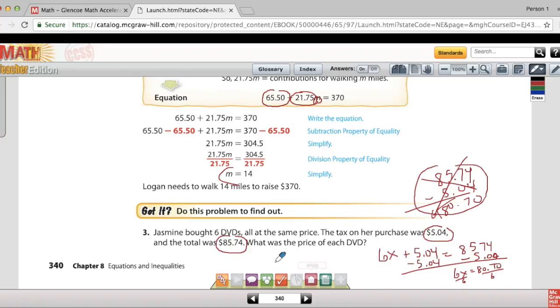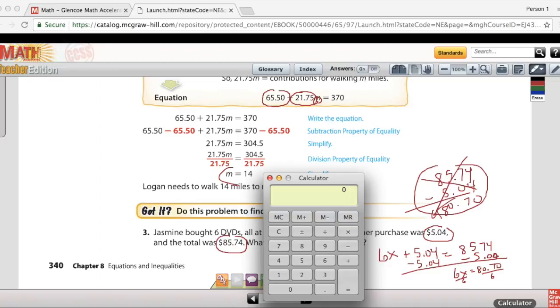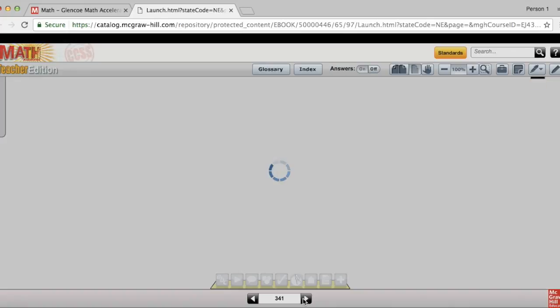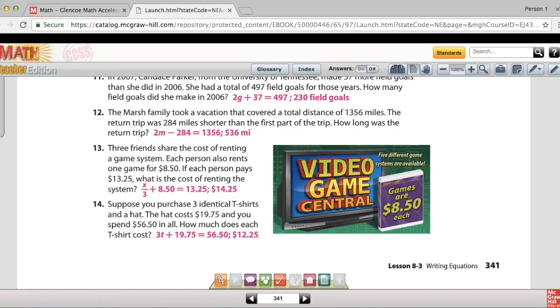And the price of each DVD, x equals 80.70 divided by 6 to get 13.45. 13.45 is the price of each DVD. Okay, nothing wrong with doing it this way. I just really want you to get in the habit of translating words to equations and get the same answer, but push yourself to try a new strategy, just like I'm trying to do myself.